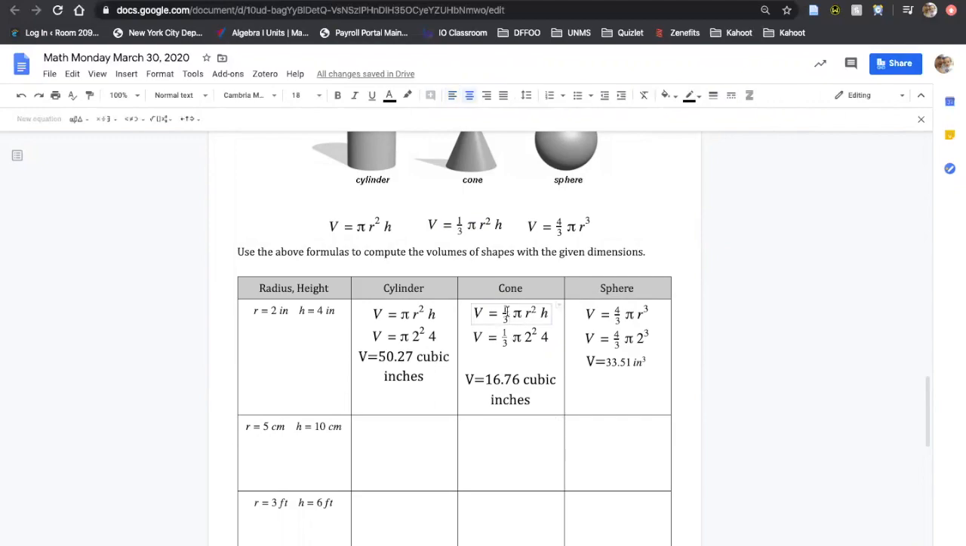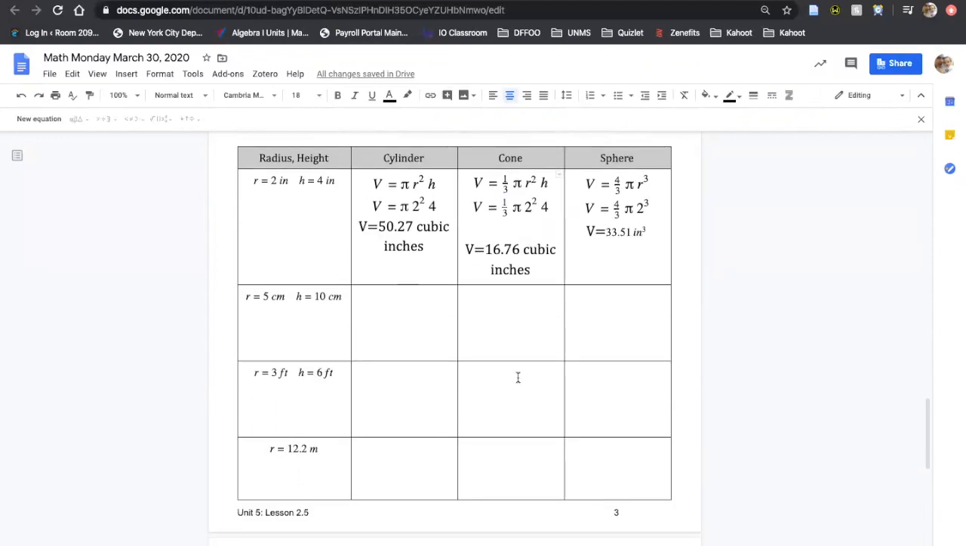Your equation that you started with, what you got after you substituted in the radius and the height, your final answer, okay? So take the rest of the class time. If you have any questions, find me on Zoom and we'll help you out there, okay? Now, good luck.